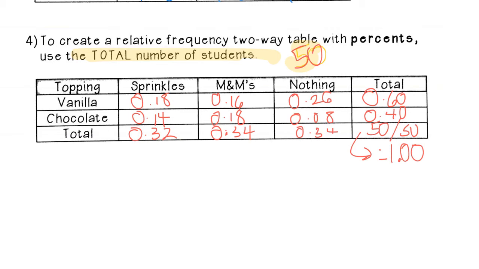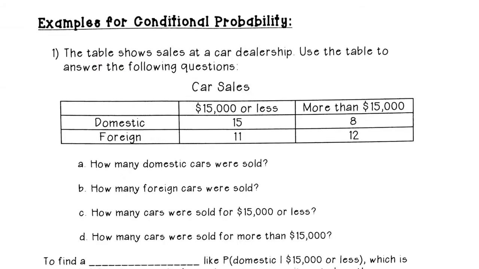Let's go ahead and see how we can use conditional probability with the two-way tables. So we're going to go through one main example here that has multiple parts for conditional probability. The problem states that the table shows sales at a car dealership, and it wants us to use the table to answer the following questions. So we have car sales, and that's our main topic. We have domestic, which is made in the U.S., and then foreign, which is made outside of the U.S. And then we have the prices along here, 15,000 or less or more than 15,000.